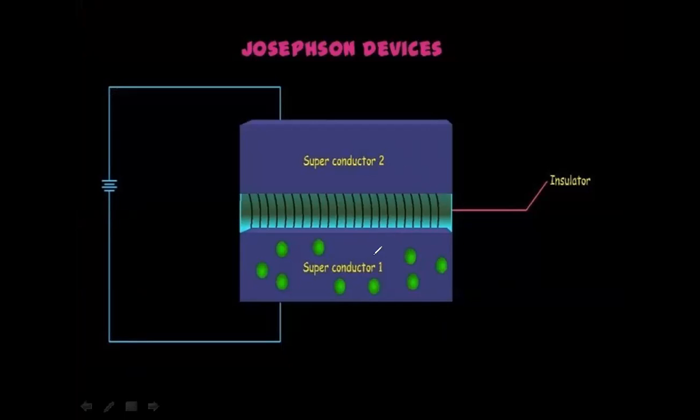Yes, sir. So 1, 2, this is the junction, and the electrons go from here to here, and the net current should produce DC. And when you apply this potential difference, you get the AC. Without this, you get DC. With this, you get AC.